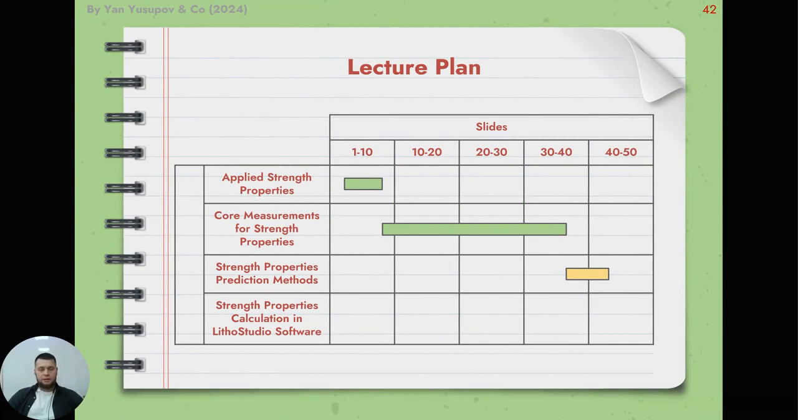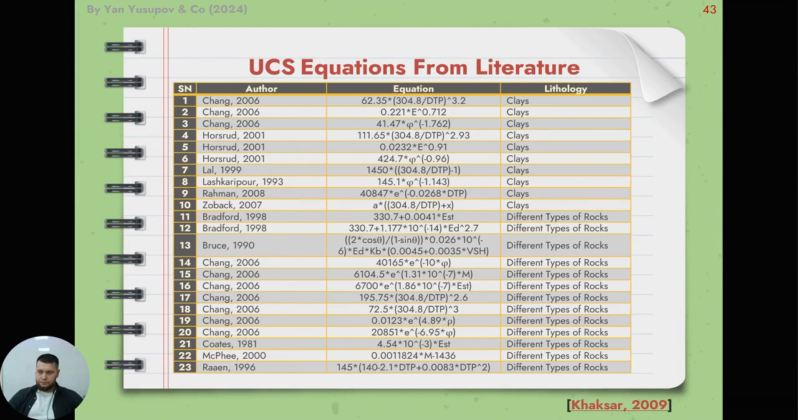The next unit of the lecture is strength properties prediction methods. There are a number of published log curve strength correlations that can be used for rock strength modeling. Empirical correlations and relationships are developed for specific rock types, depth range and field. The general application therefore needs to be critically assessed case by case.